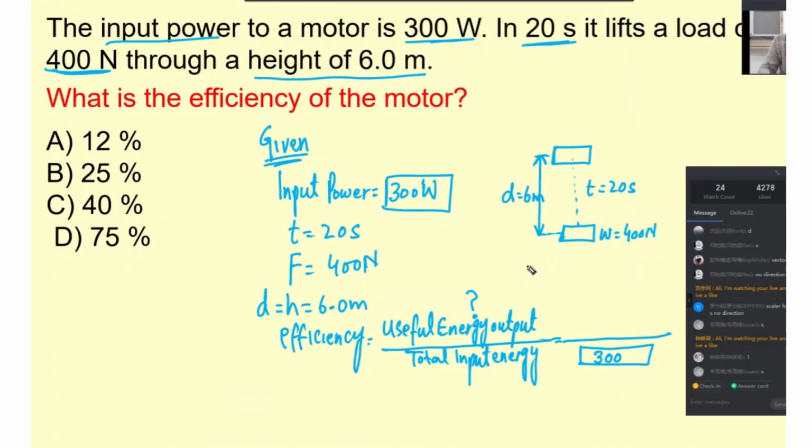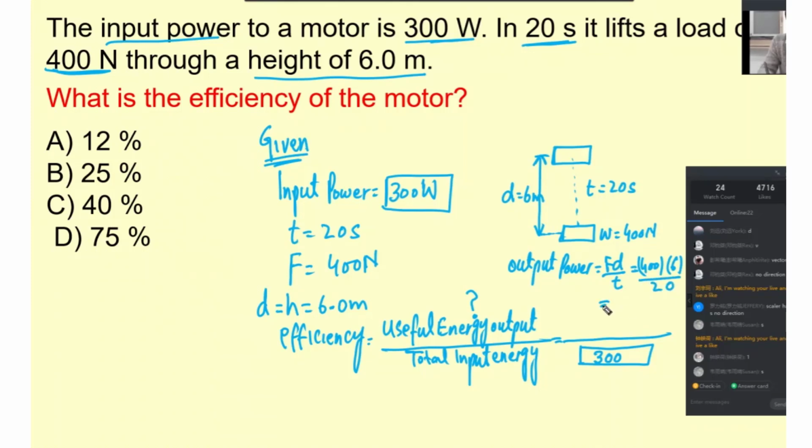Now from here, can we find out energy output? From here we need to find out energy output, but in this case you see input power. So we have to find out useful output power. So we will write down here output power you need to find out. Output power will simply be equal to FD divided by T. In this case, the force is 400, the distance is 6 meters, and the time is 20 seconds.